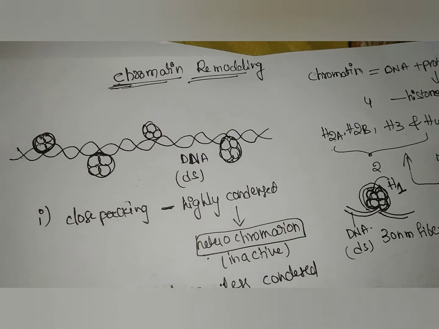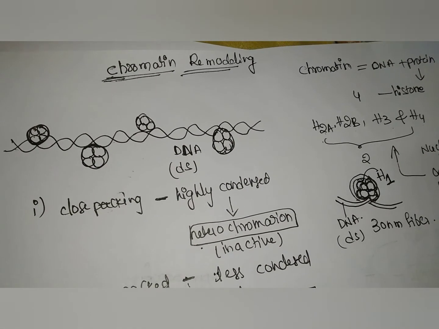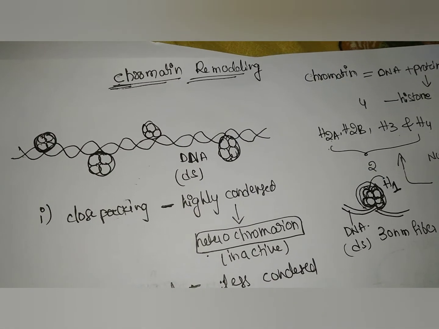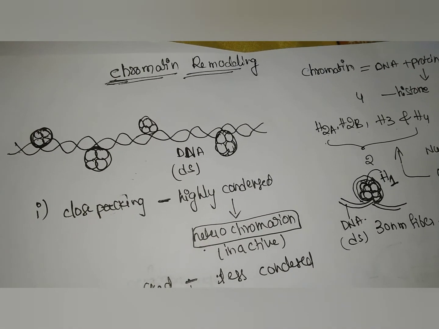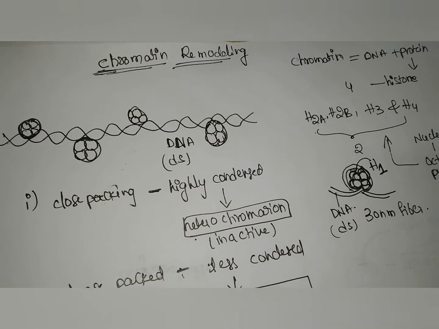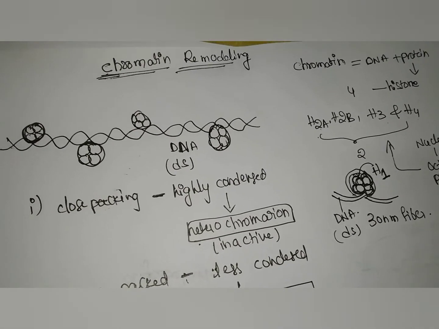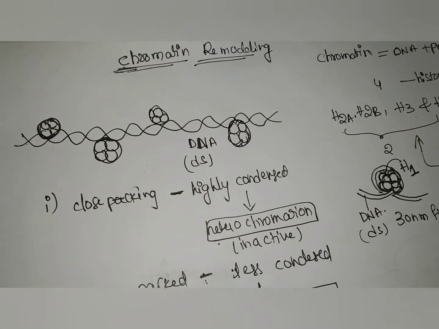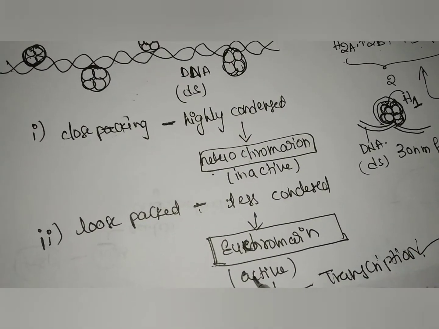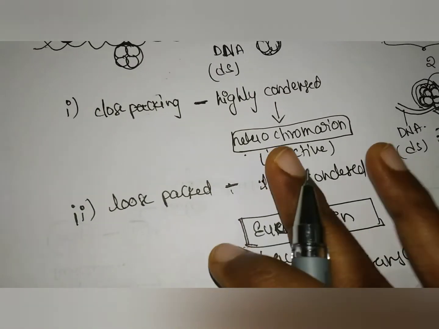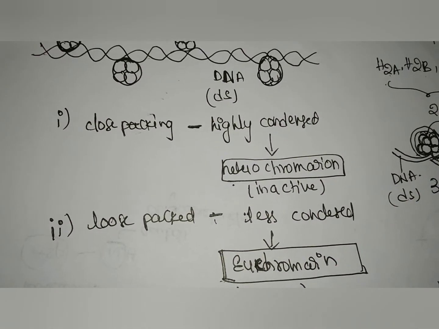This euchromatin is loosely packed and it is the active form. That is, it is involved in transcription because here the DNA is free from the bound histone proteins. So transcription will take place. So it is easy to carry out transcription.